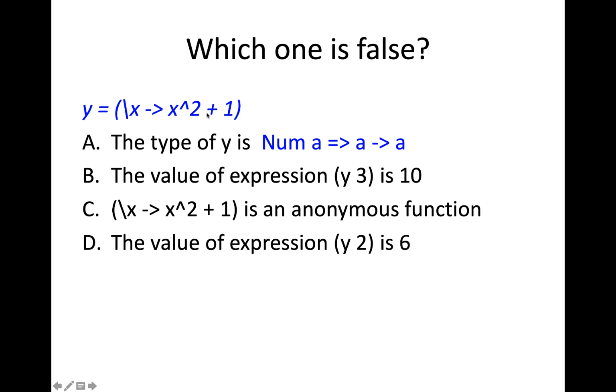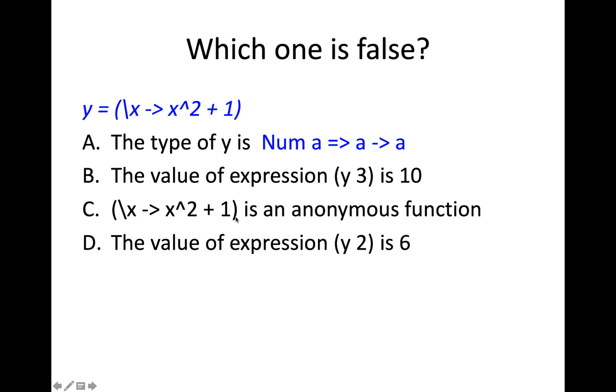That means a number is input to the function, and the same type is the output. Mind that there is a plus in this function, so only number type will work through this function. That's why input type is Num and output type is the same. So this statement is correct. The value of the expression y 3: we are applying this anonymous function on 3, so we can replace x by 3, that means 3 squared plus 1, so 9 plus 1, 10, and that is correct, this B.